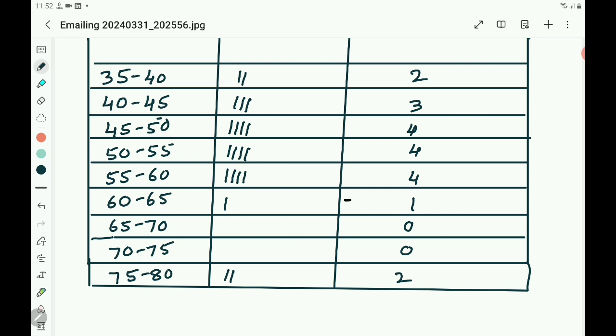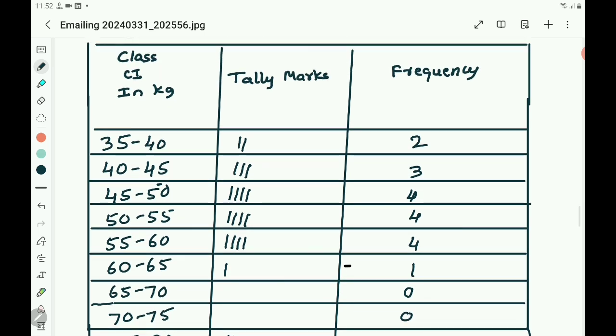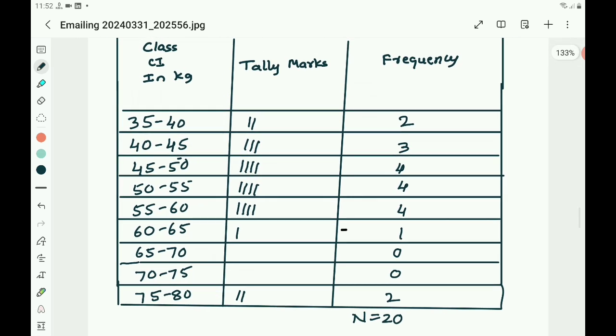Then count: 2 plus 3, 5; 5 plus 4, 9; 9 plus 4, 13; 13 plus 4, 17; 17 plus 1, 18; 18 plus 2, 20. 20 students are there, 20 weights are there. So you got n equals 20. We got the frequency distribution table.